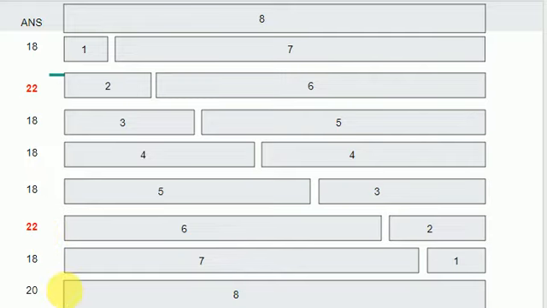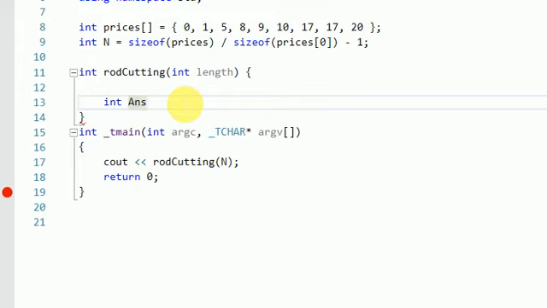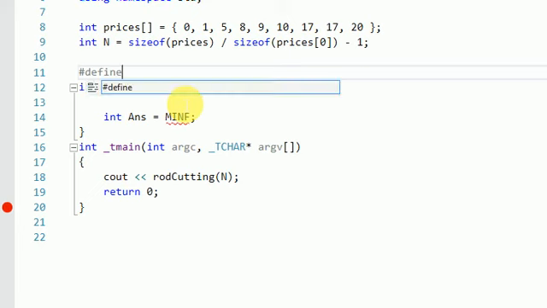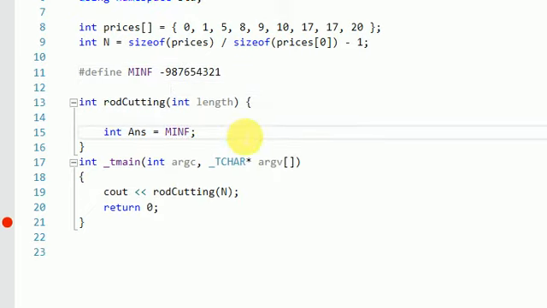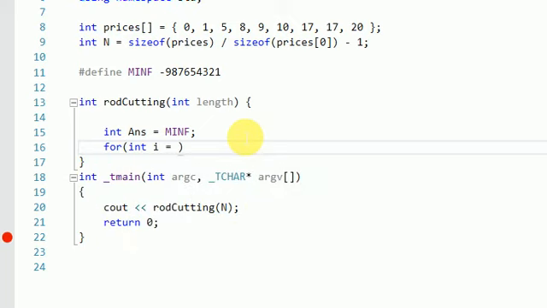Okay, till the end of the states, you process all the states' answers and compare with the current maximum answer, and you will update if it is bigger, else you won't update. And after completing all these states, you will return the answer, 22, right? So let's write that one. So let's define answer is equal to minus infinity. Okay, we defined minus infinity as minus 987654321.